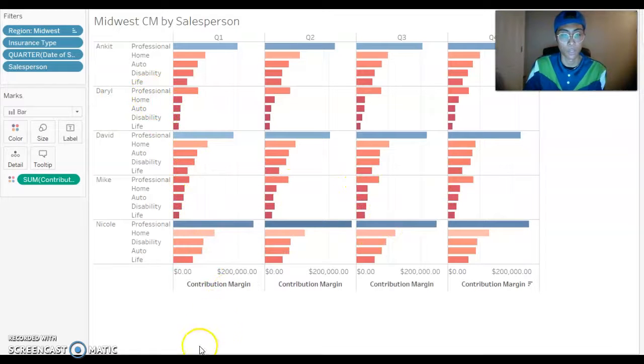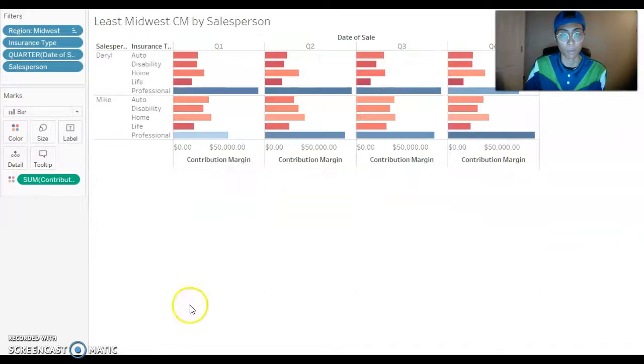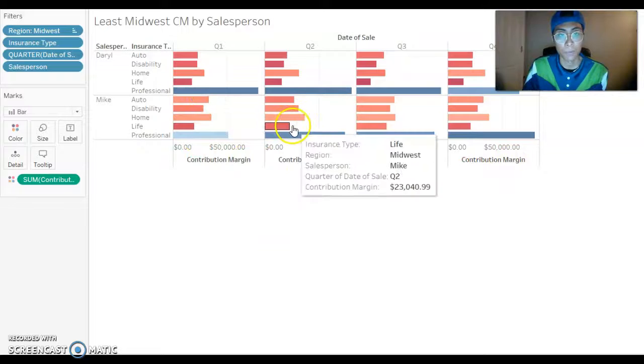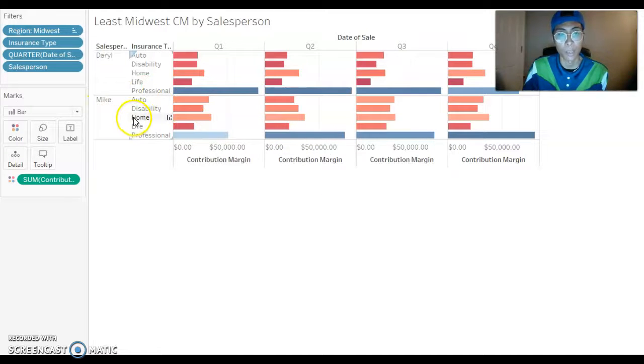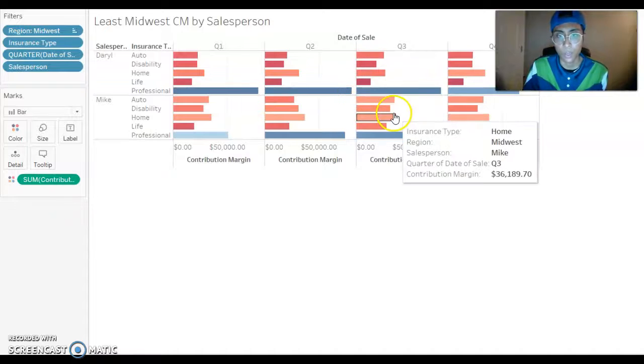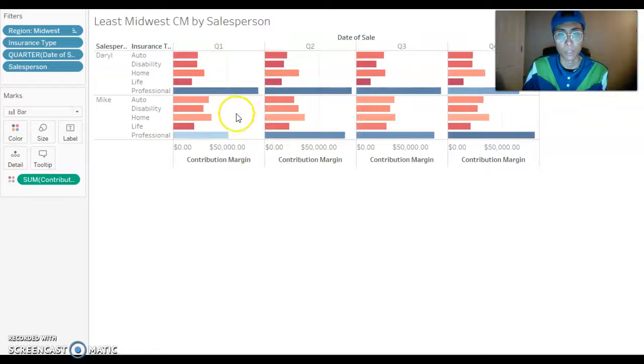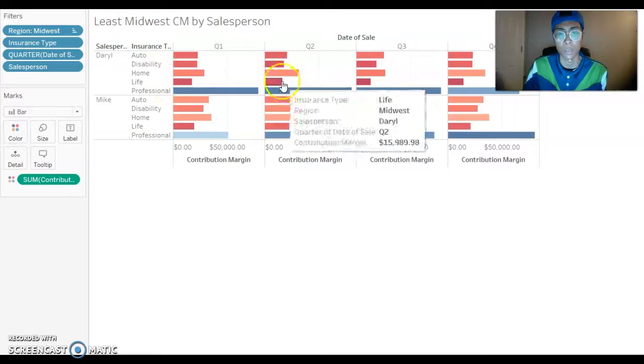So I had to zoom in on it just to see if I can gather any more information. I narrowed it down to 50,000 for the contribution margin, and I noticed it's the same deal, except in some areas Mike actually contributed more than Daryl. So I wanted to take a deeper look and see what was going on and what I can do to change this.